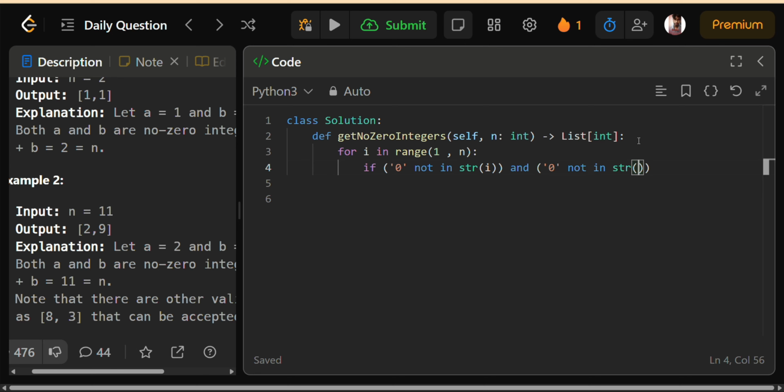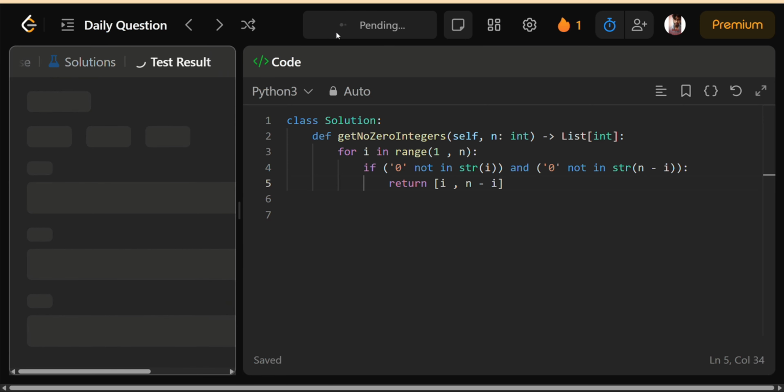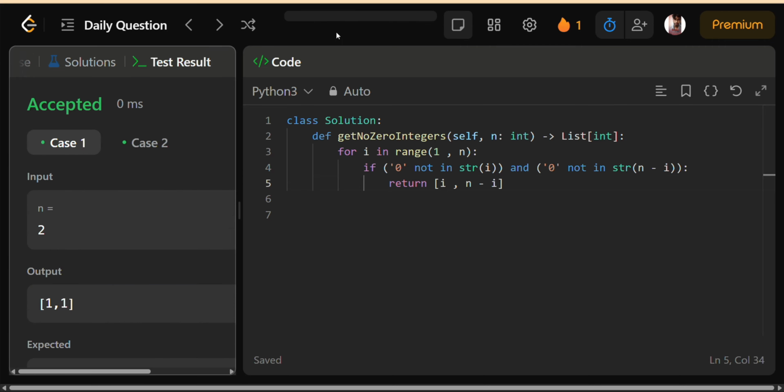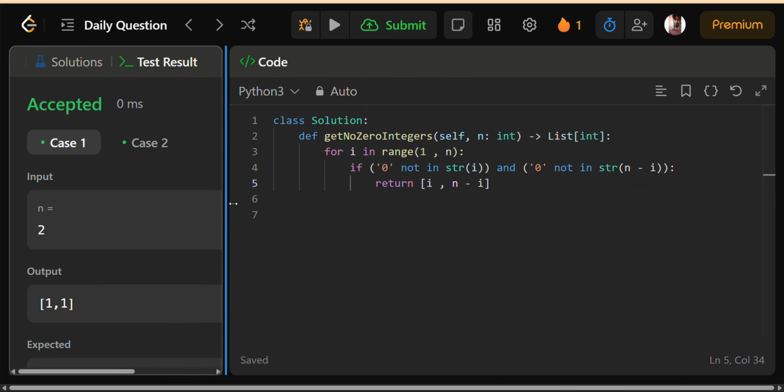Now let's analyze the complexity. Time complexity: in the worst case, we may have to check all numbers from 1 to n-1, so the time complexity is O(n). However, in practice, we usually find the answer pretty quickly, so it often runs much faster. Space complexity: we are only storing a few variables and converting numbers into strings for checking zeros. So the extra space usage is O(1), which means constant space.